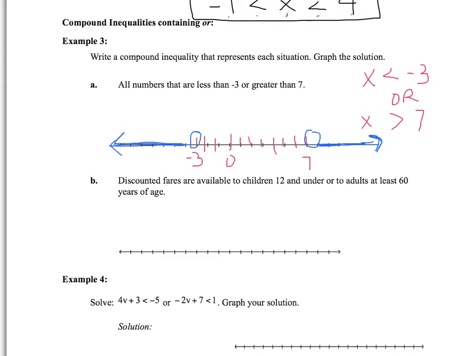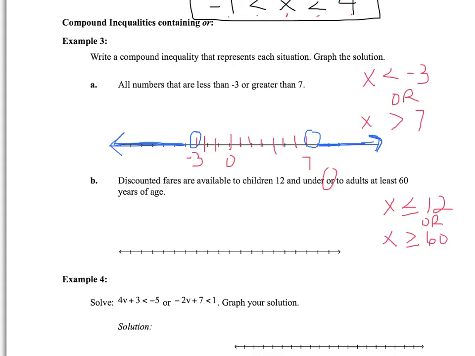Discounted fares are available to children 12 and under. Okay, so if you are 12 or under, so you could be 12 or less than 12, you get a discount. And then here's the key word, or you're an adult and you're at least 60. So you are 60 or older. Okay, so here we can see that you get a discount if you're 12 or younger, or 60 or older.